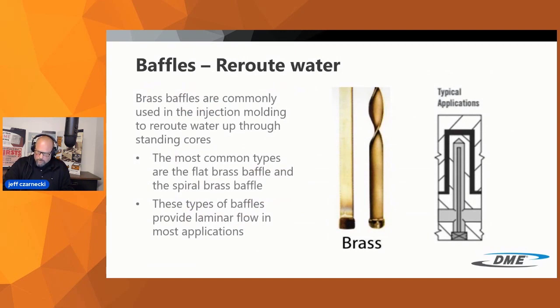Getting into the cooling part of this again, baffles are very commonly used to reroute water through standing cores and cavities. The most popular types are your brass. You have your brass flat, your brass spiral. As you can see in the illustration there, very common application to reroute water with these types of products. Utilizing these products, however, you're mostly going to get laminar type flow. You will get some turbulent water flow in the very beginning of the process or of the flow, but ultimately, unless you make some changes, you're going to maintain or just exist with laminar type flow.